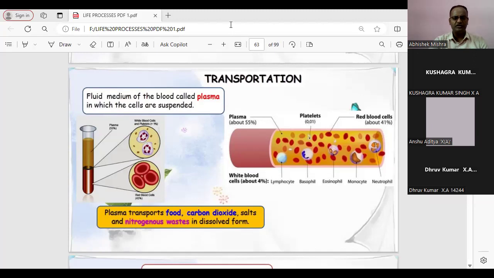Sumit, now the connectivity from your side is okay. Unmute yourself, Sumit, now. Sumit. Okay, I think there are some issues from your side. Okay, no problem.